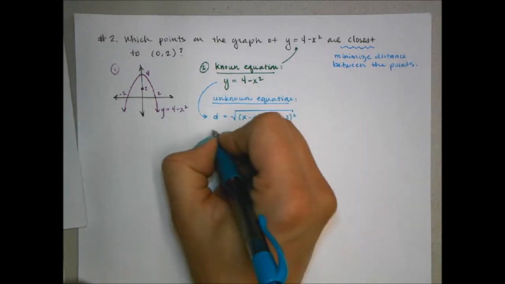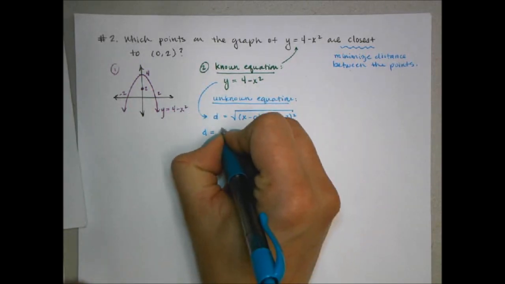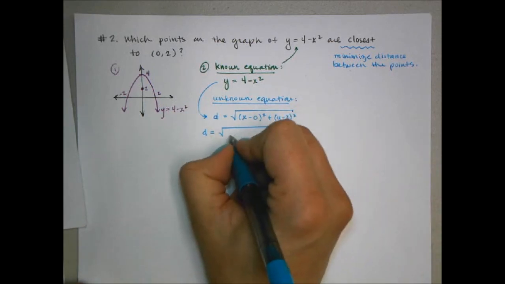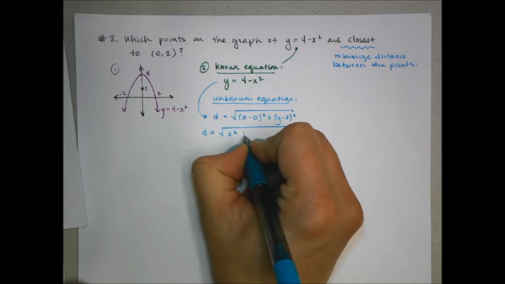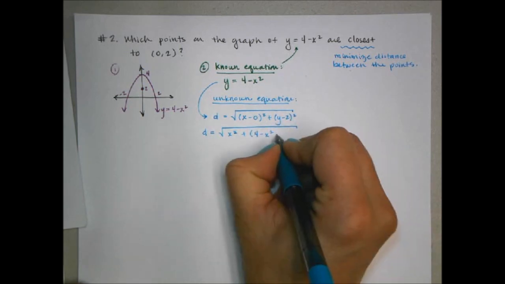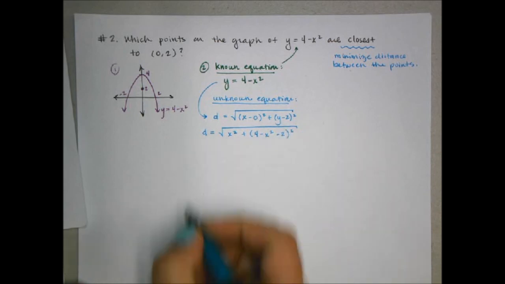So now my distance equation: x minus 0 squared is just x squared, plus y, which is 4 minus x squared, minus 2 squared. That will simplify.